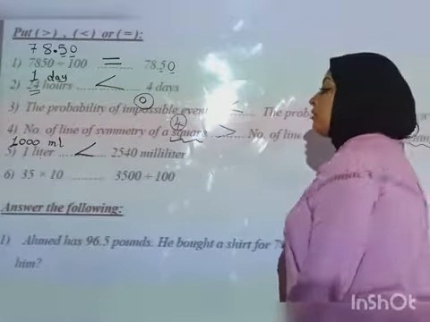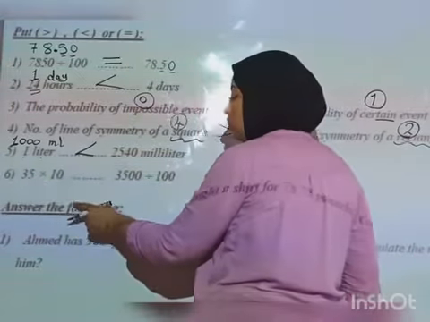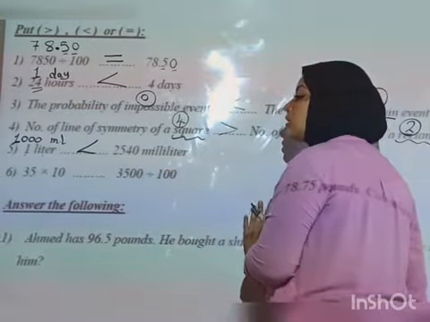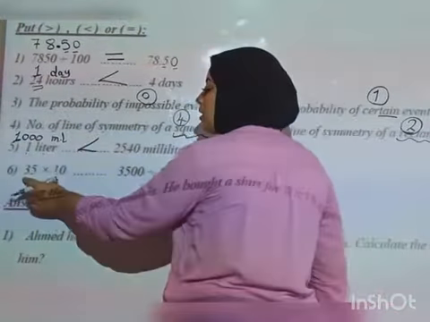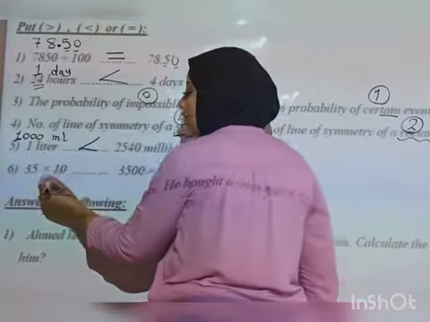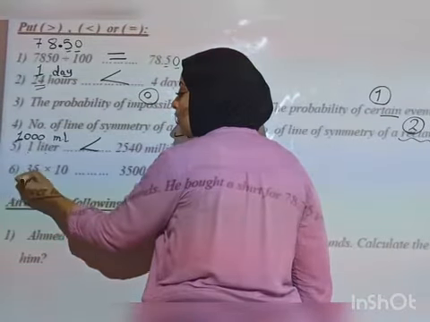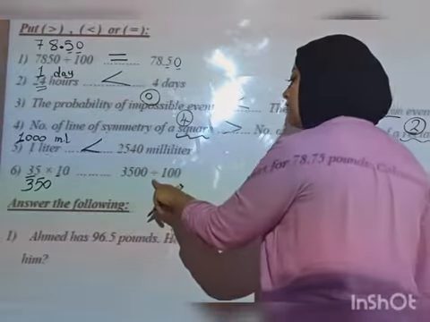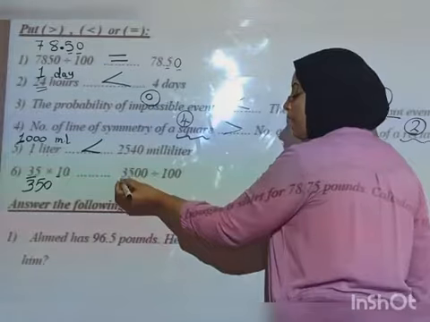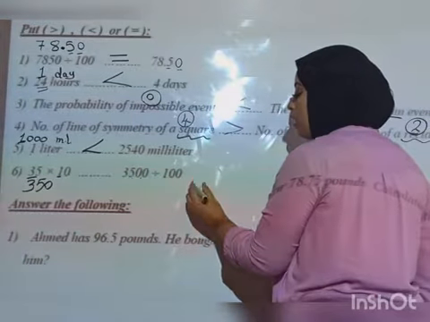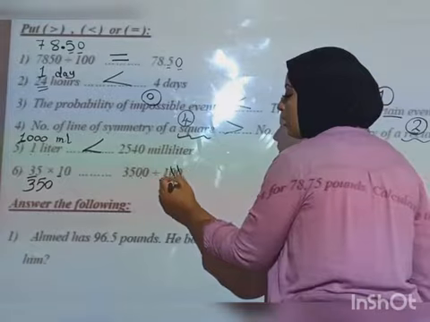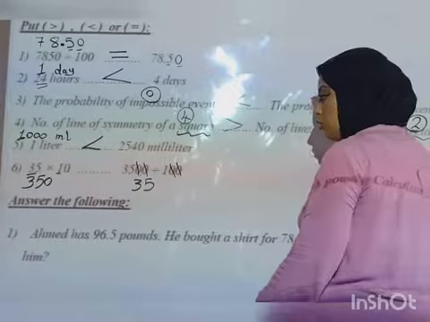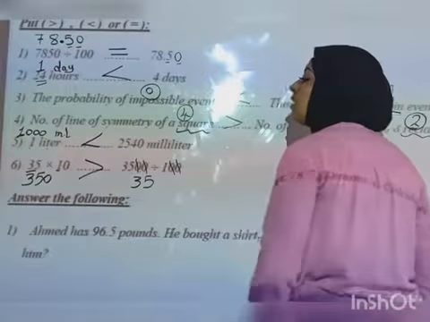Which is greater, 35 times 10 or 3,500 divided by 100? Here we have 35 times 10. That means we add 0, and 35 times 10 equal 350. But here divided. 3,500 divided by 100 will be just 35. So 350 is the greater.